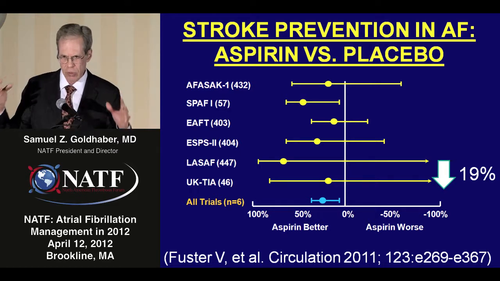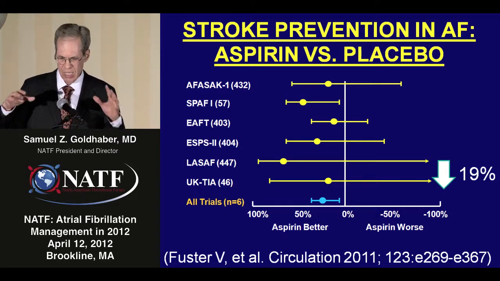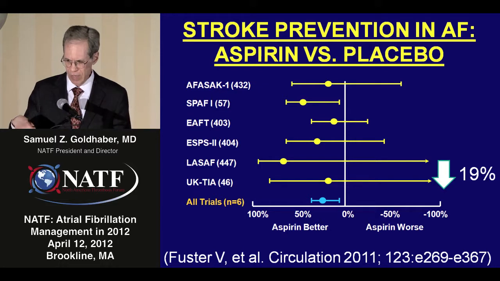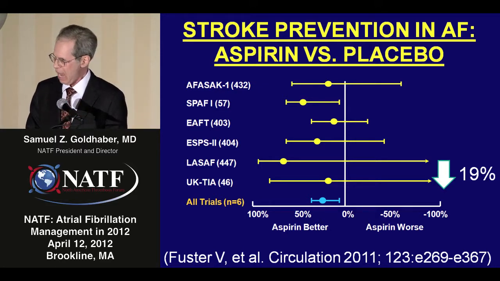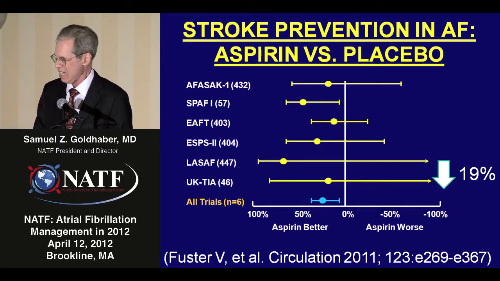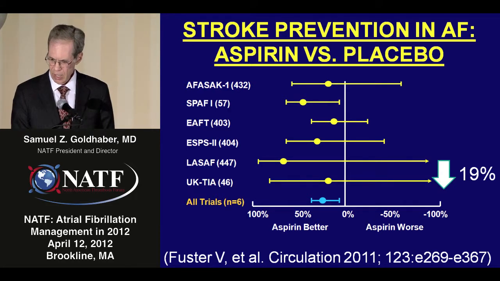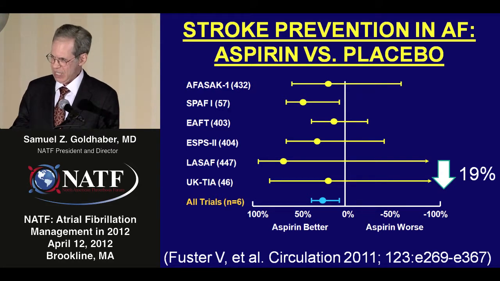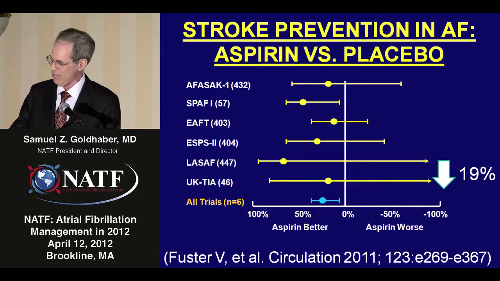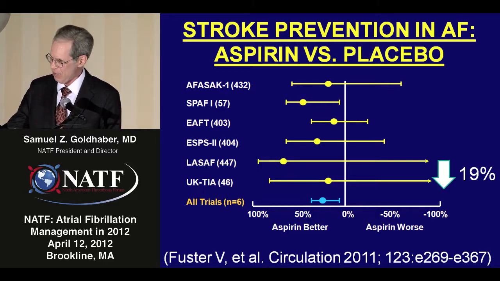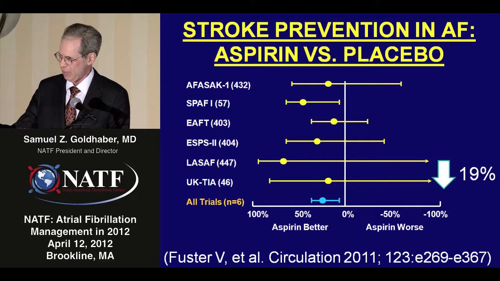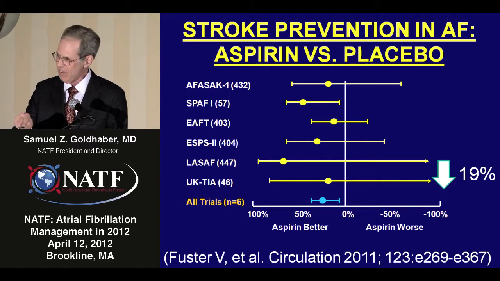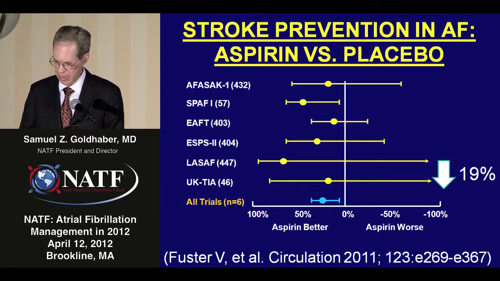So let's start with aspirin. When we pool all the studies of aspirin against placebo for stroke prevention and atrial fibrillation, aspirin confers a 19% reduction in stroke risk. Some of the experts who are here tonight believe you should never give aspirin for stroke prevention and atrial fibrillation because the quality of some of these trials was not that great.